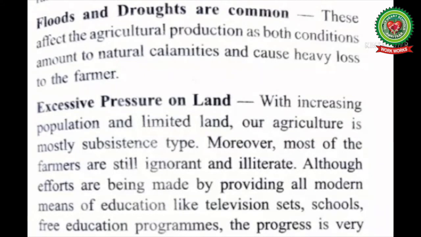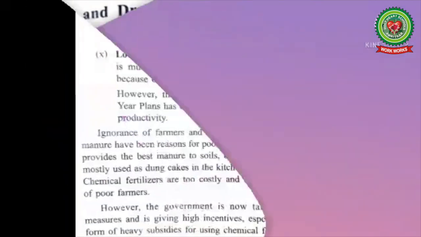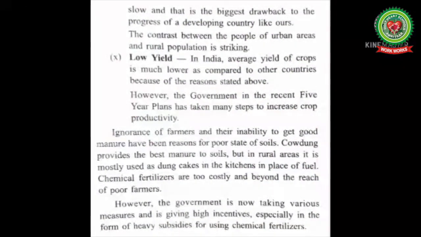With increasing population and limited land, our agriculture is mostly subsistence type. Moreover, most of the farmers are still ignorant and illiterate. Although efforts are being made by providing all modern means of education like television sets, schools, free education programs, the progress is very slow and that is the biggest drawback to the progress of a developing country like ours.